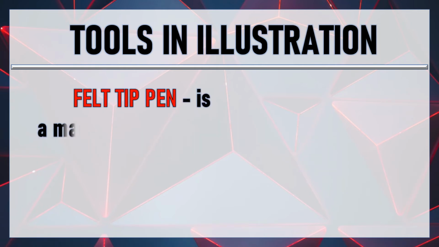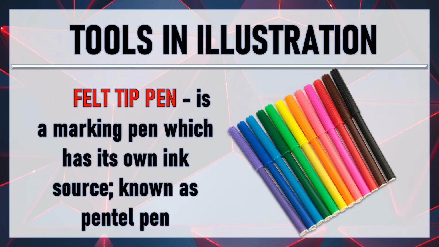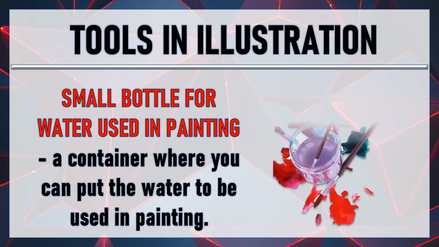We have another kind of coloring tool as the felt tip pen, which is a marking pen which has its own ink source, known as Pentel pen or a color pen. Finally, before you start creating your illustration, you must have a small bottle for water used in painting, which is a container where you can put the water to be used in painting.